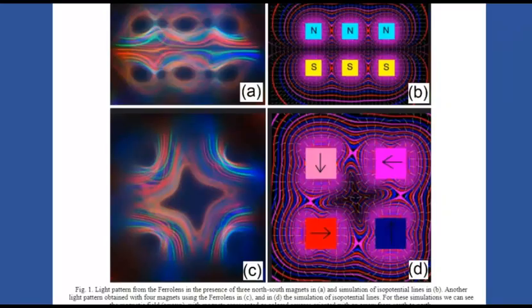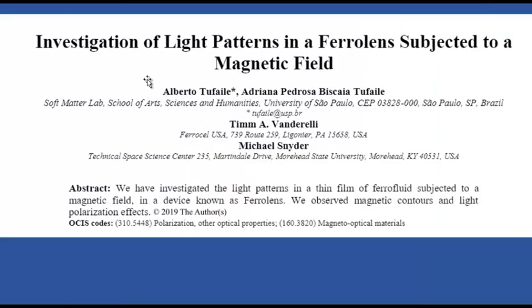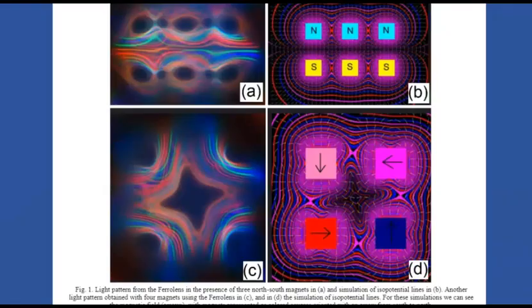Okay, so here are some images from the paper, the investigation of light patterns in a ferro lens subject to a magnetic field. So basically it's the ferro lens, aka the ferrocell. So here are a few images from that paper. And it really does look a little bit like the lines in the ferrocell match up with the isopotential lines from the software.